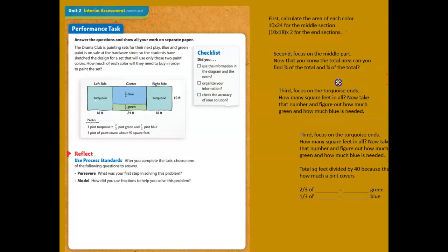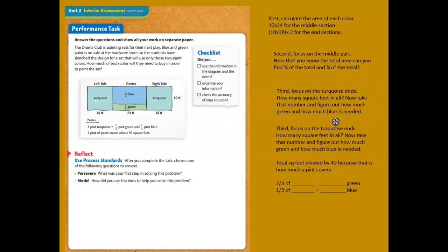Next thing, I want you to focus on your turquoise ends. You've got 2 of them, 10 feet by 18 feet. And I show you right up here, 10 by 18, and you have 2 of them. So how much square footage is that? Again, you'll have to divide it by 40 so that we know how much paint you need.